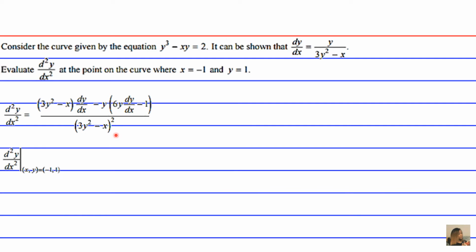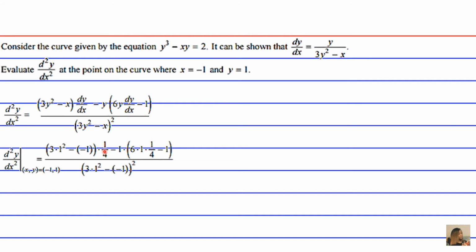But we're also told that we need to evaluate the second derivative at the initial condition, or the solution set -1, 1. So all we have to do is plug in all these values into this ginormous monster. As you can see, 1/4 has been substituted for dy/dx. That's because if you plug in the solution set -1, 1 into dy/dx, the derivative at that particular point is going to yield 1/4. So that's where that comes from.